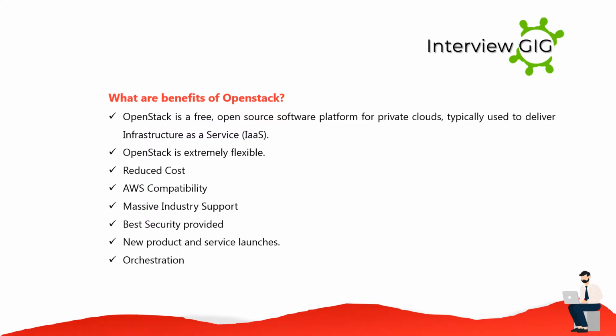What are the benefits of OpenStack? OpenStack is a free, open-source software platform for private clouds, typically used to deliver infrastructure as a service, IaaS. OpenStack is extremely flexible. Reduced cost. AWS compatibility. Massive industry support. Best security provided. New product and service launches. Orchestration.